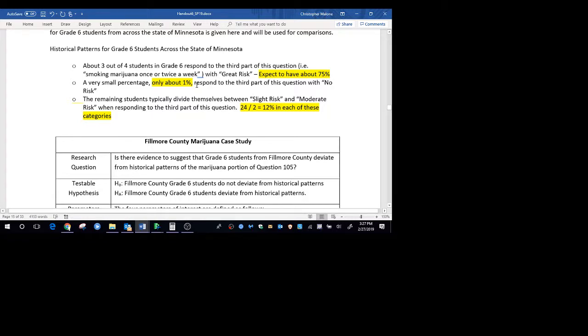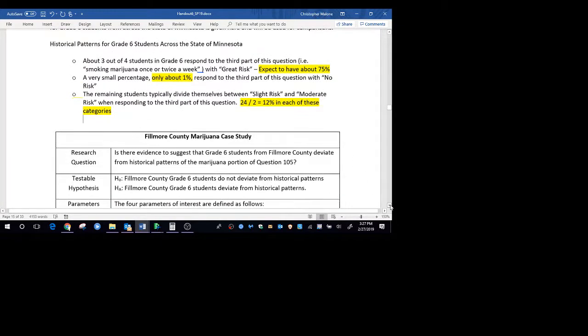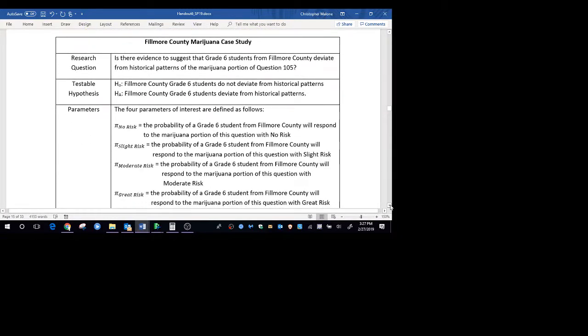For no risk, it's only 1% of the way up the number line. And then for slight and moderate, I'm going to have them stacked on top of each other at about 12% of the way up the number line. So there's my research question stated there in the middle of page 15. Is there evidence to suggest that grade 6 students from Fillmore County deviate from the historical patterns in regard to the marijuana portion of question 105?